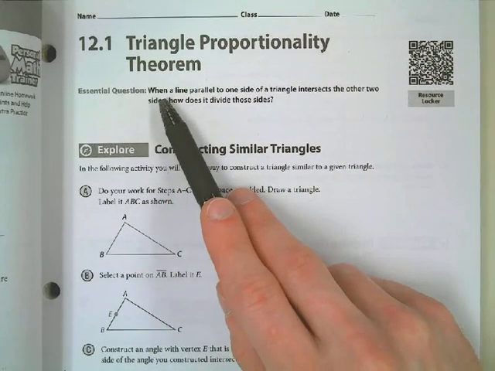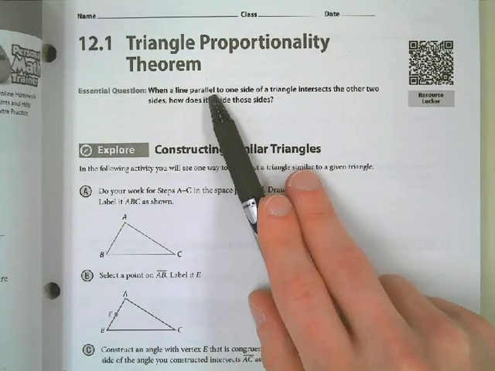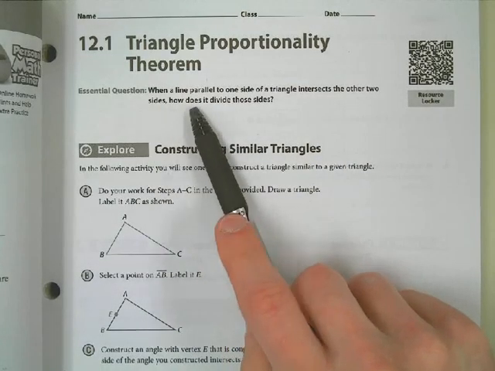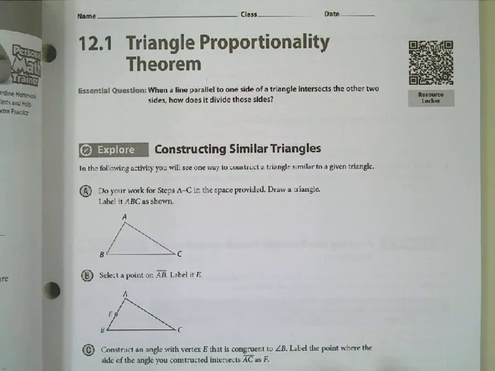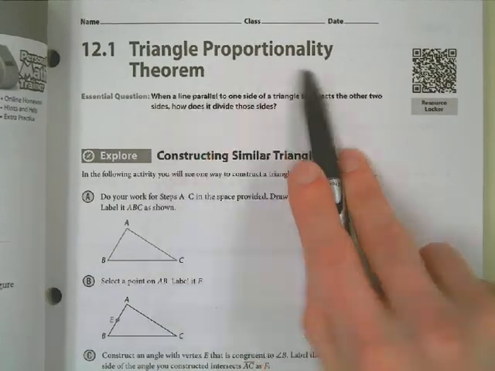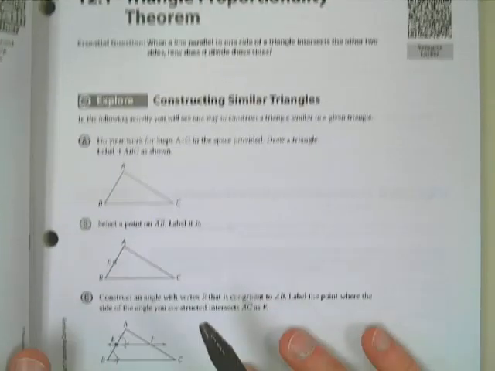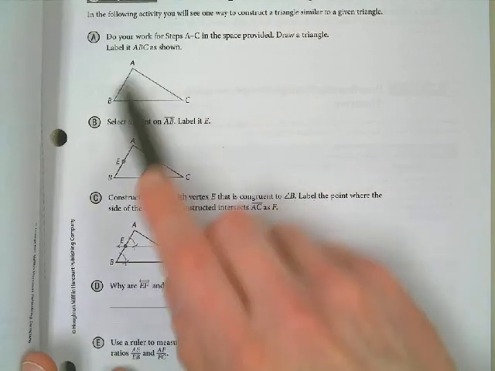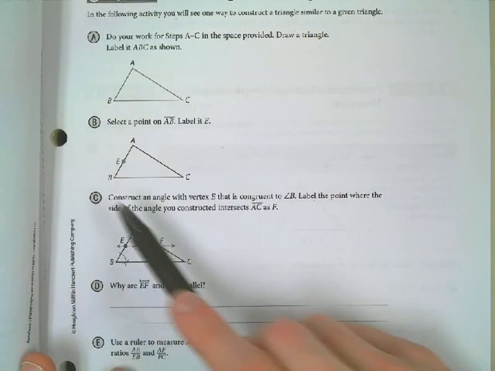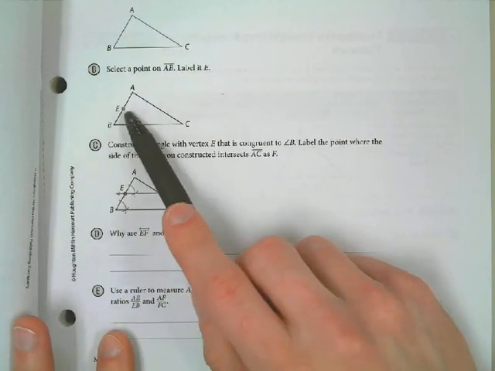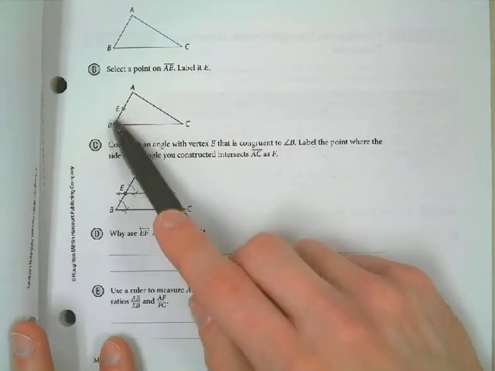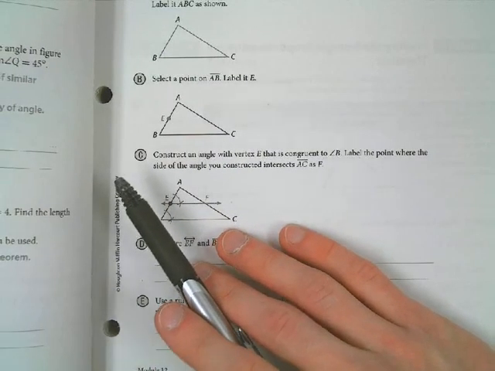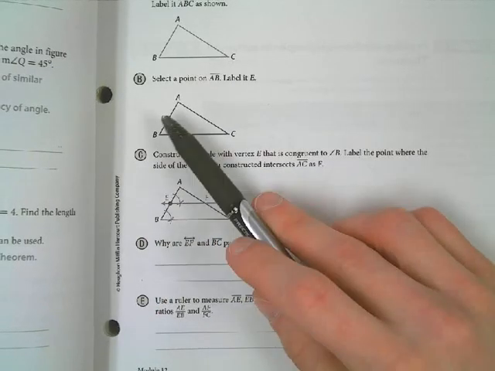So, how are we going to create this triangle proportionality theorem? Basically, we're going to ask the question: when a line parallel to one side of a triangle intersects the other two sides, how does it divide those sides? You can probably guess it's going to be proportionally, because that's what we're talking about here. So for example, we start with a triangle, and we pick a random point E on one of the sides. It doesn't have to be the midpoint, it could be anywhere on the side.